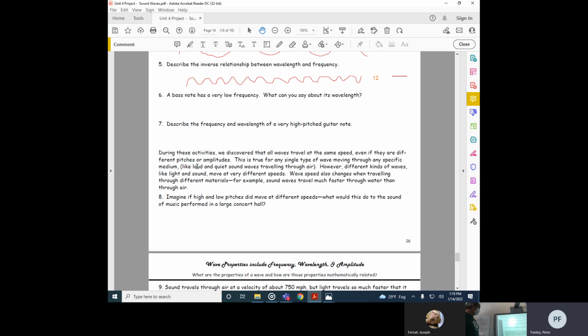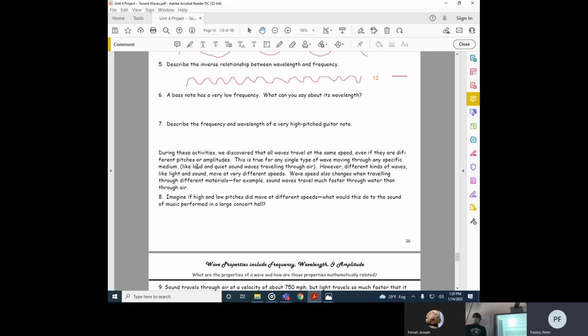However, different kinds of waves, like light waves versus sound waves, move at very different speeds. Wave speed also changes when traveling through different materials. For example, sound waves travel much faster through water than through air.